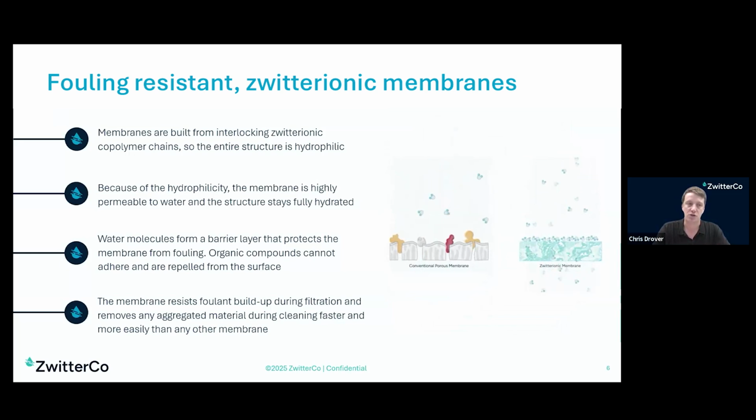Another really interesting feature of the zwitterionic chemistry that we've built is that it's so permeable to water as a material that we don't need to have membranes that are porous in the classical sense of having little holes and openings. And this is a really big benefit because those holes and openings are really one of the fouling sites where once foulants get into the pore structure, it's very, very hard to remove them. So this is a very big difference for these type of materials.